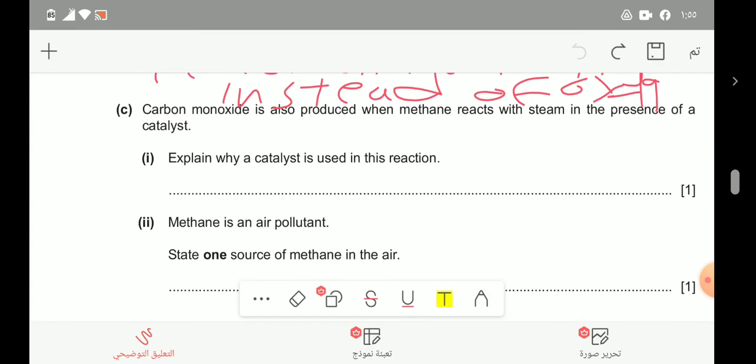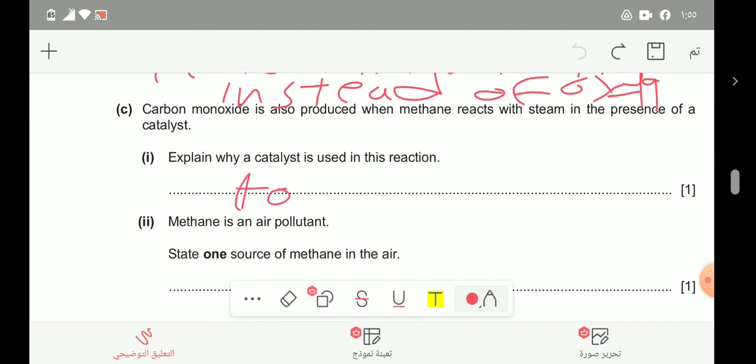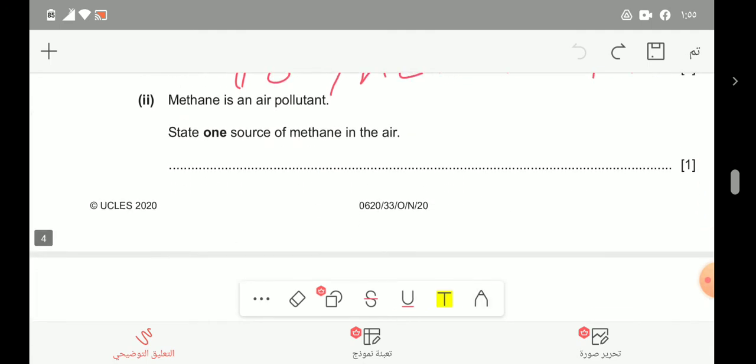Explain why a catalyst is used in the reaction: to increase the rate of the reaction. Okay, sorry for writing. Methane is an air pollutant. State one source of methane in air. Methane is a greenhouse gas.